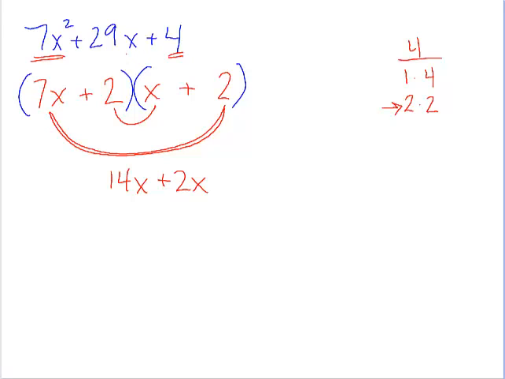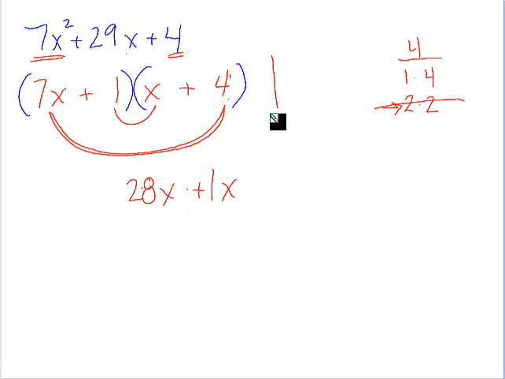Okay, so instead of trying 2 and 2, what should we try? 2 and 2 didn't work, so then we would try our 1 times 4 at the end. And you do the same thing. Now you check it. 7x times 4 gives you 28x. 1 times x gives you 1x. And does that give us our middle of 29x? Yes. So this would be factored correctly.